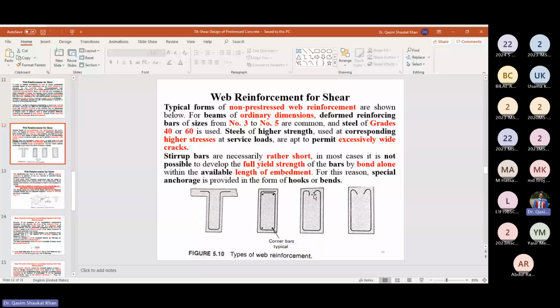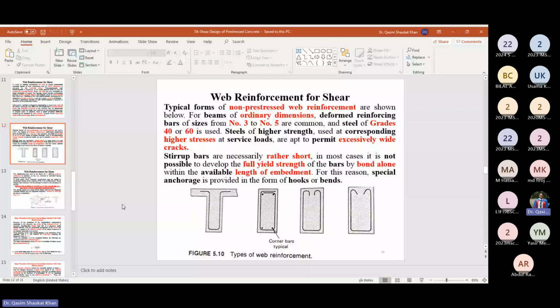Web reinforcement. What we have said is that we will provide the minimum value of the web reinforcement in pre-stressed concrete beams, and that web reinforcement will be non-pre-stressed, the ordinary steel which we use in reinforced concrete beams. The size of the non-pre-stressed reinforcement will be from number 3 to number 5, and the grade of the steel will be 40,000 psi to 60,000 psi, grade 40 to grade 60, both are possible.